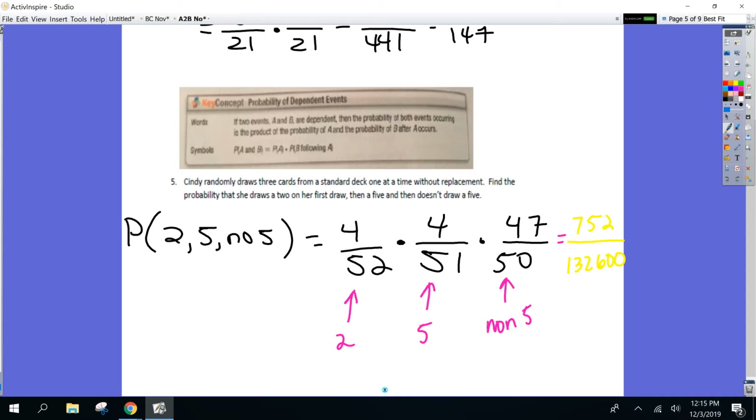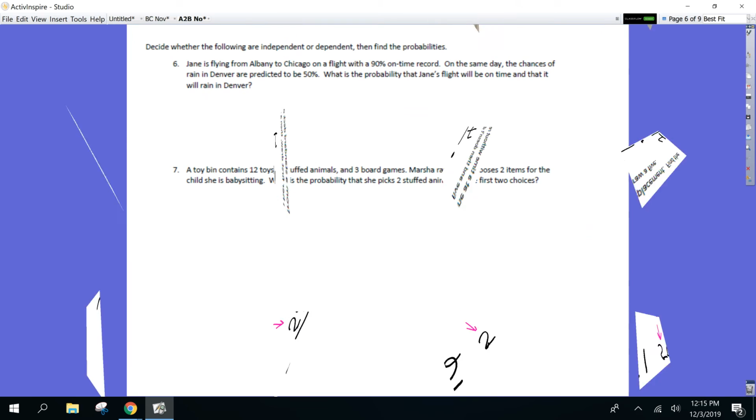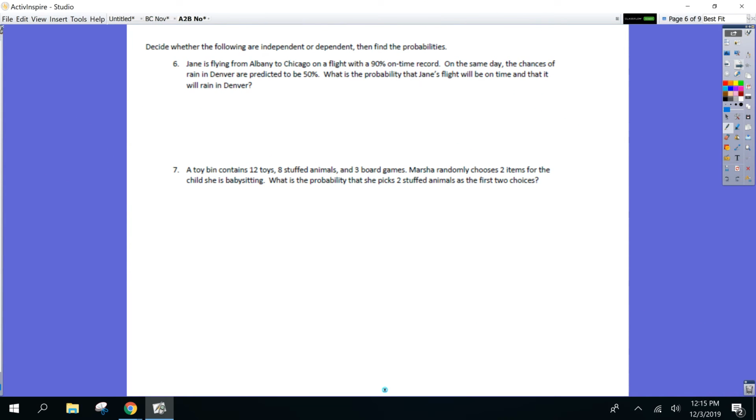How are we feeling on the and ones when I have to multiply? This one was a little tough, especially that last one. Ask it now. Where we get the 47 from, non-5. Good? All right. 2 more, and then I've got to go to a different type. Tell me if the 2 events are independent or dependent first, then we'll find the probability. So you can read about Jane riding the plane.